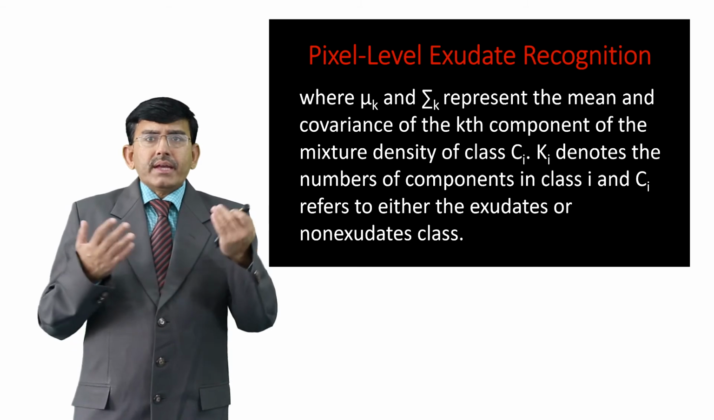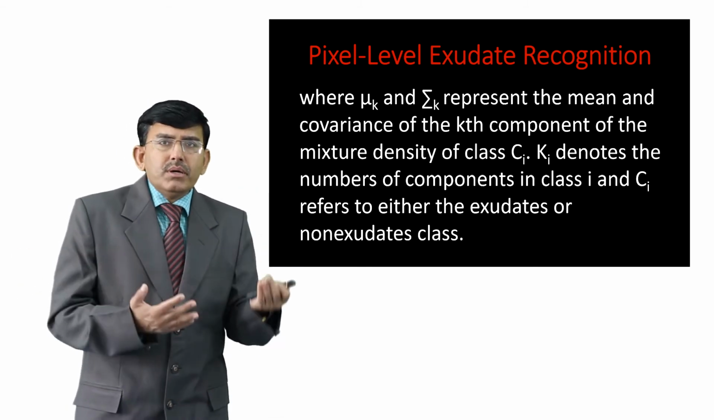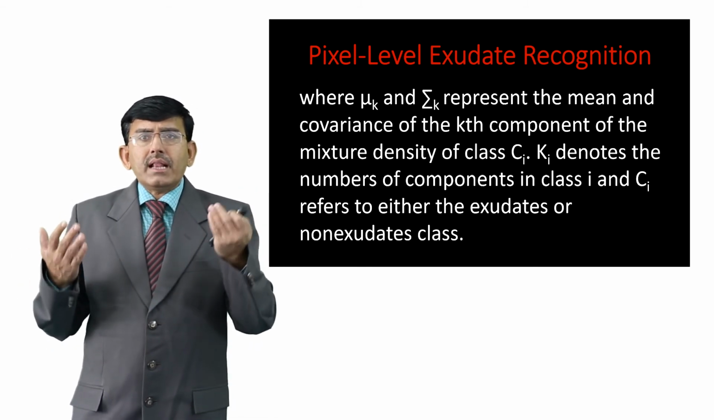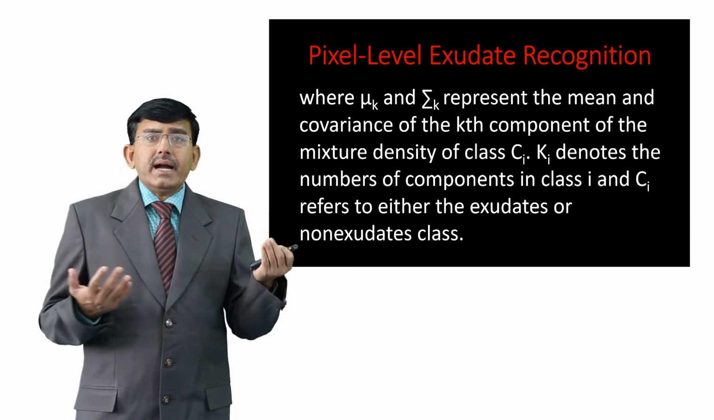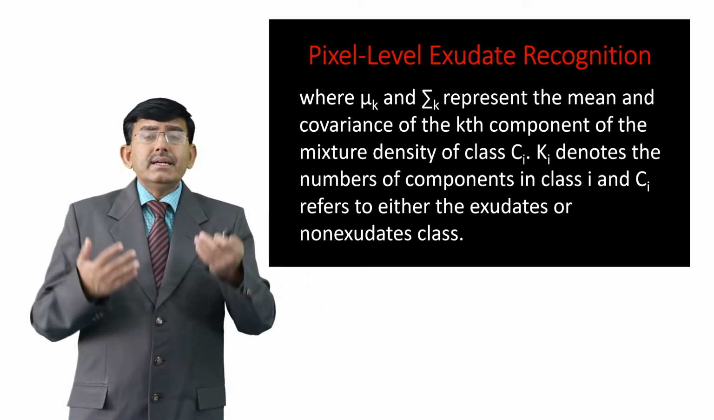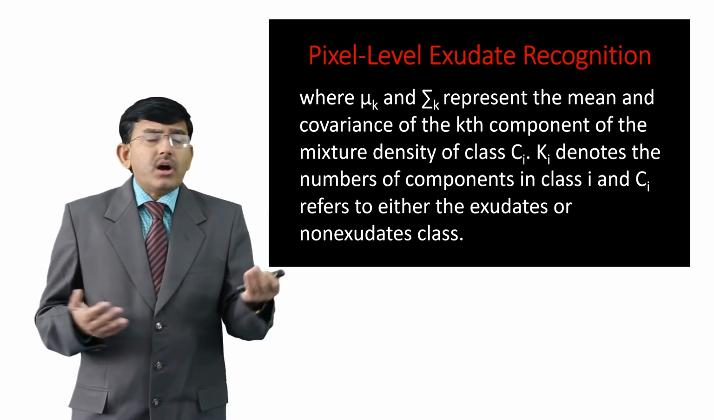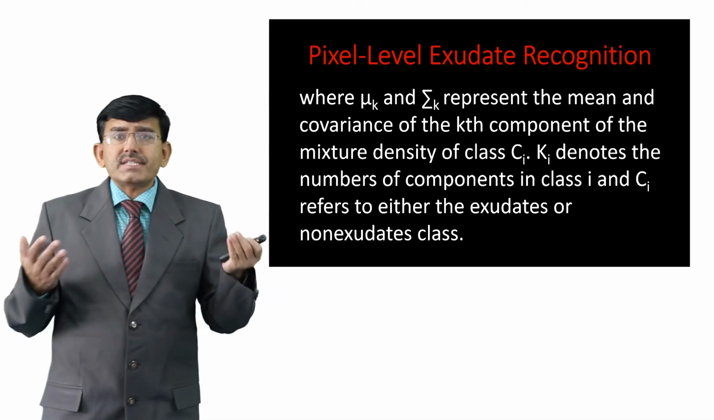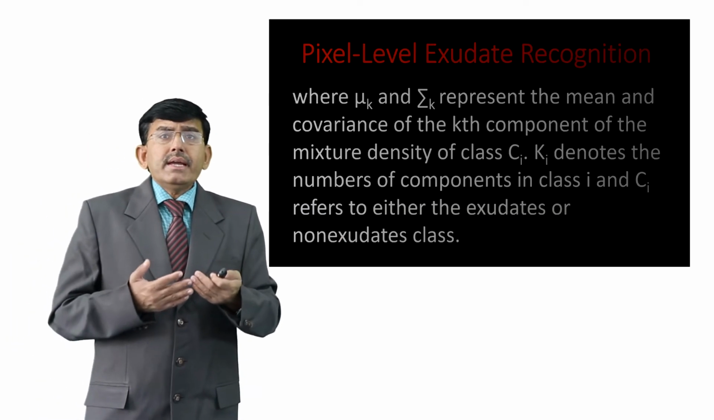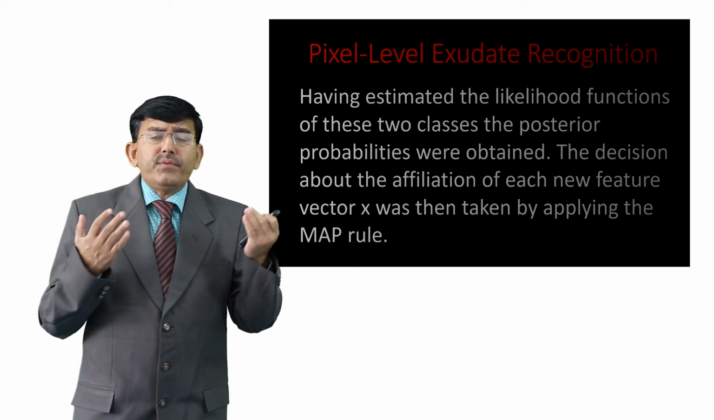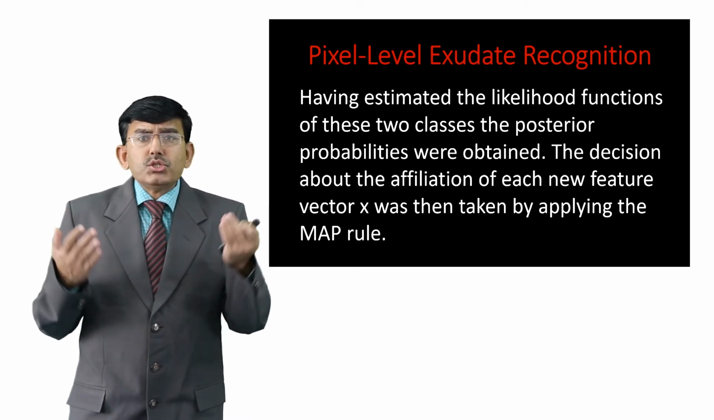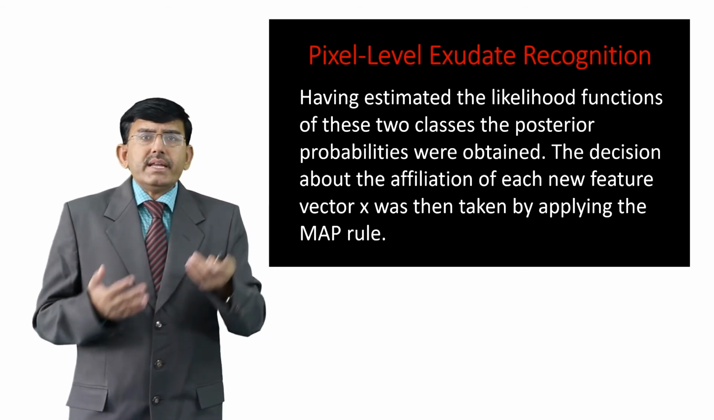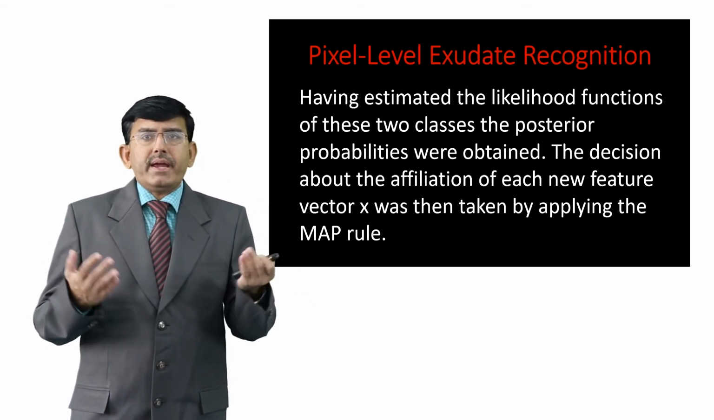Ci. Ki denotes the number of components in class i, and Ci refers to either the exudates or non-exudate classes of the feature set. Having estimated the likelihood function of these two classes, the posterior probabilities were obtained.